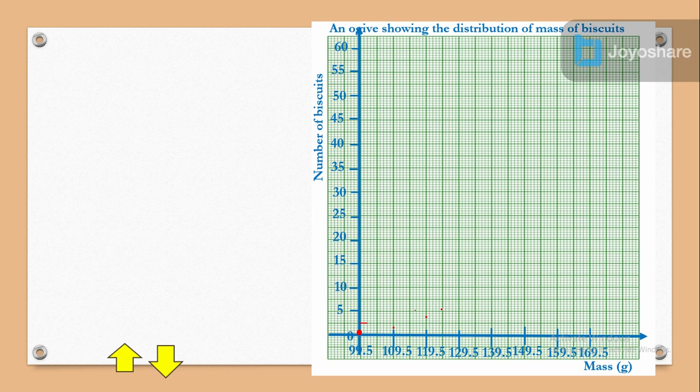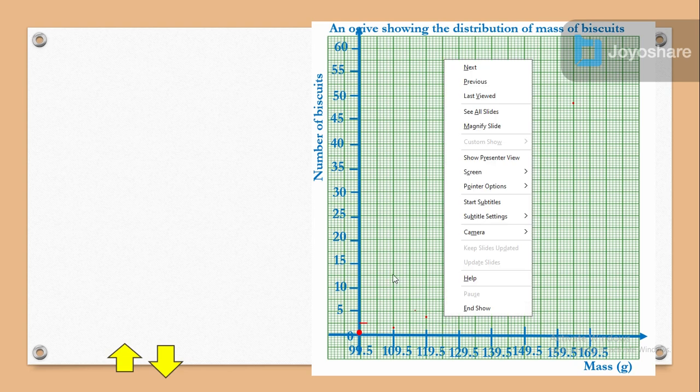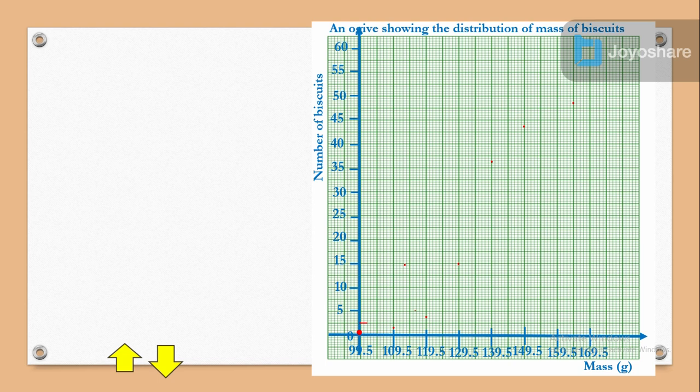Okay, next, now at 129.5 we have 15. You see that 15 is there. Now at 139.5 we have a 36. Then at 149.5 we have a 44. Then at 159.5 we have a 48. Then, sorry, at 169.5 we have a 50. We have plotted that.